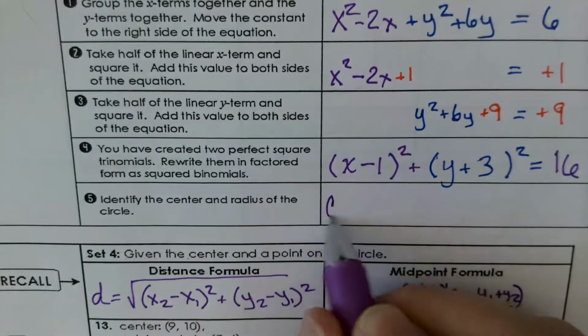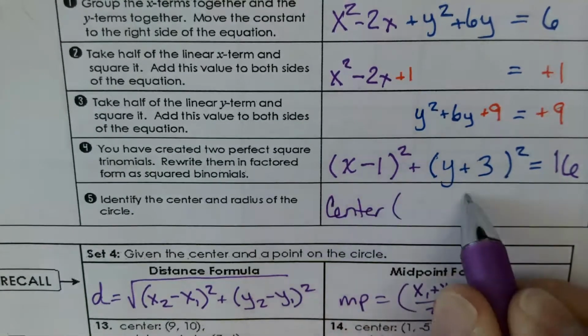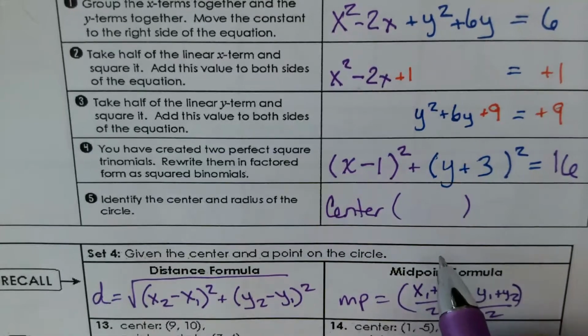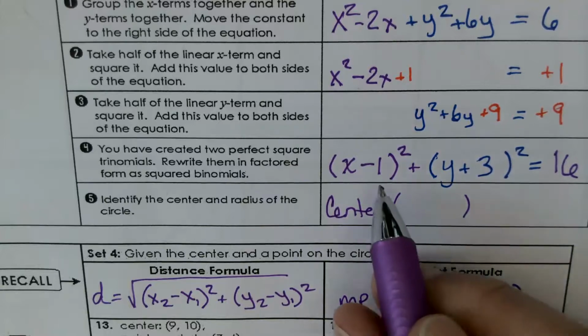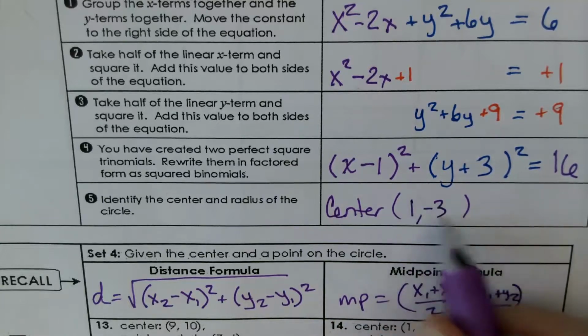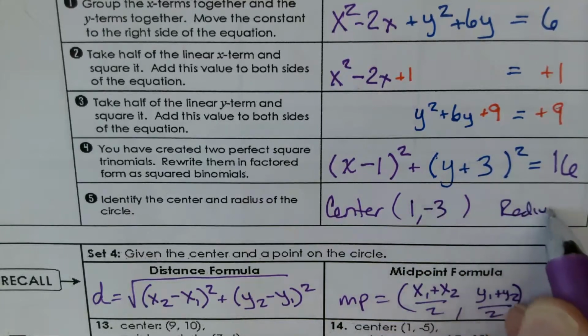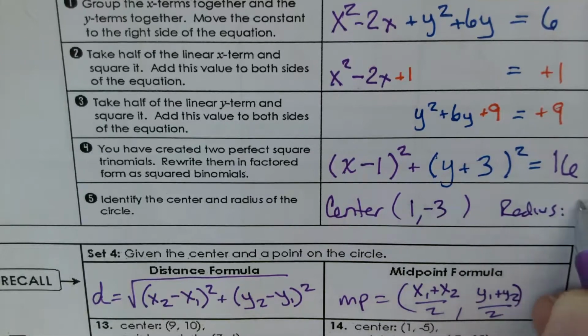So what's my center? Good. And what's my radius? Square root of 16 or 4.